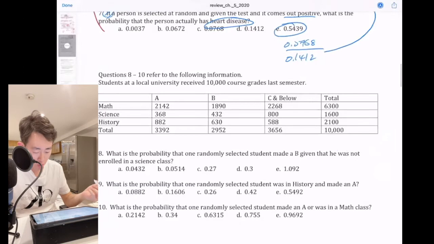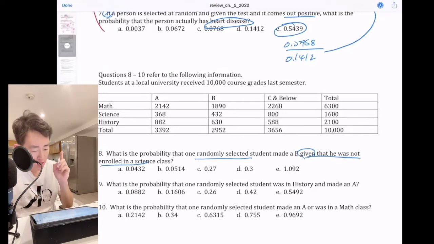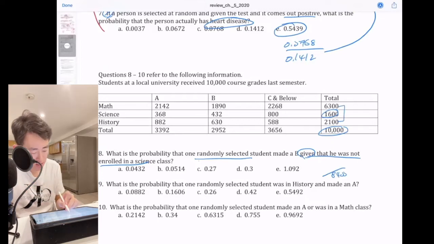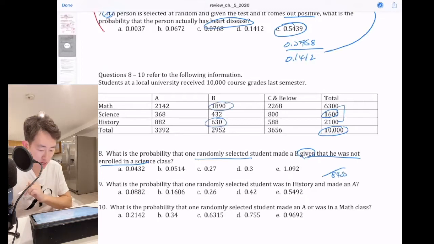So we have a two-way table. What is the probability that one randomly selected student made a B, given that he was not enrolled in a science class? Not enrolled in a science class means 10,000 minus 1,600, so it would be these two combined together. Out of 8,400 people, how many students made B? Well, that's this plus this, right?